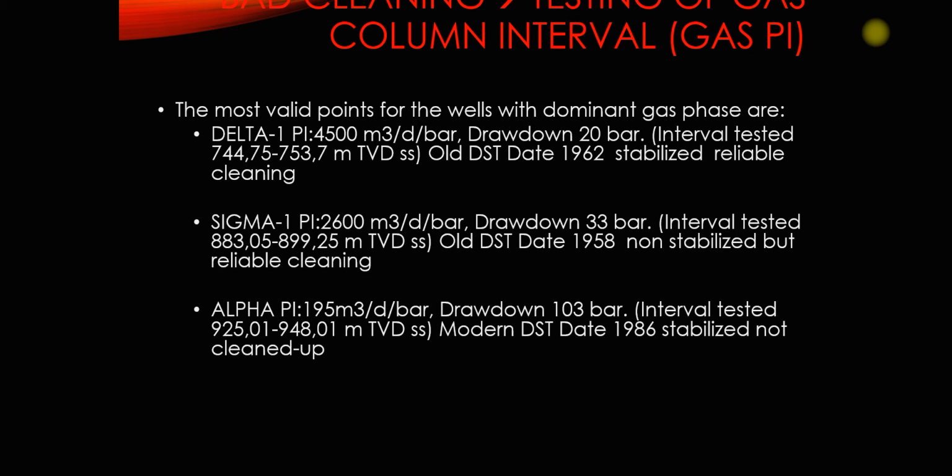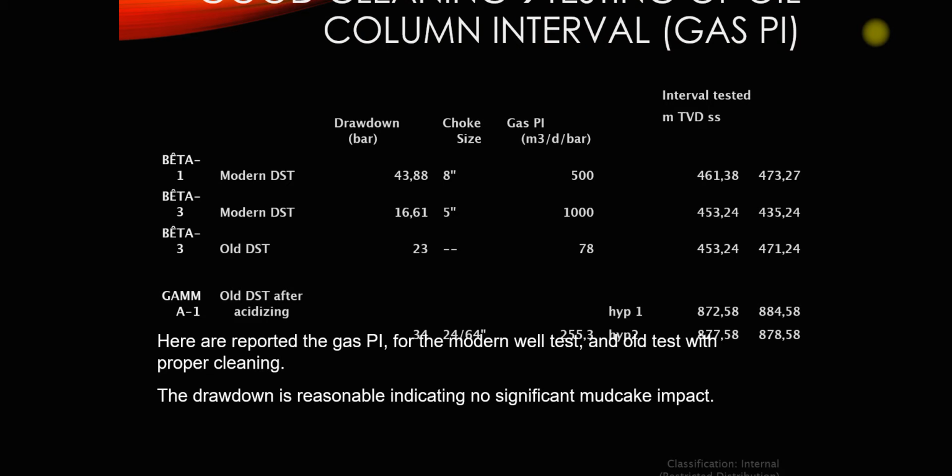And the Alpha 1 well, which is more complex, has a large drawdown, but we believe that even if it's not cleaned up, the well didn't rest with the mud at the bottom too long, and it has stabilized radial flow. So probably for this one, we cannot properly exploit the production index, which is 195 cubic meter per day per bar, but we can probably trust the reservoir pressure that is measured. We can go to the next slide now.